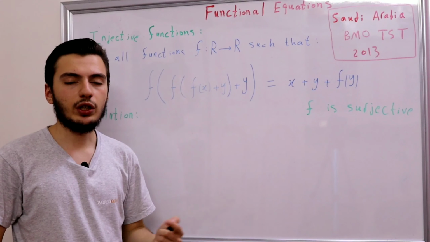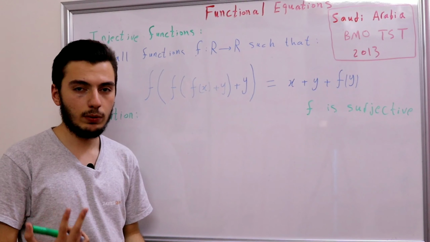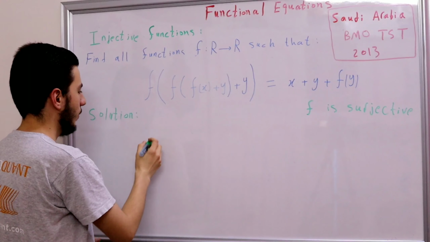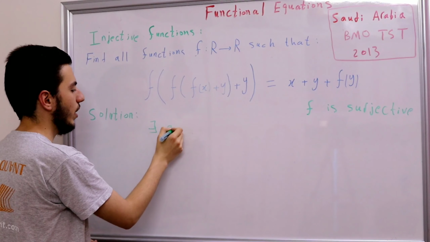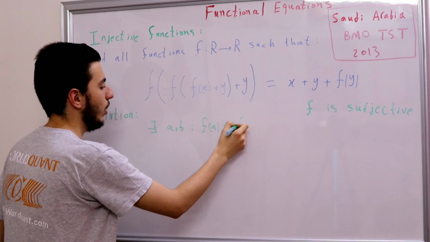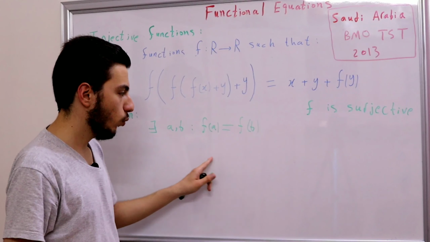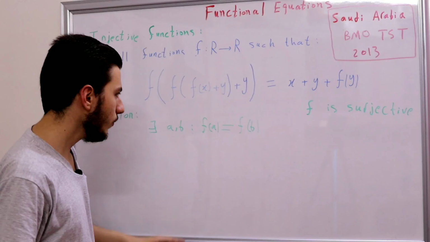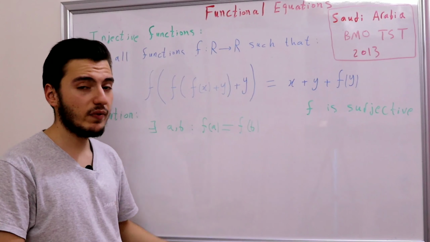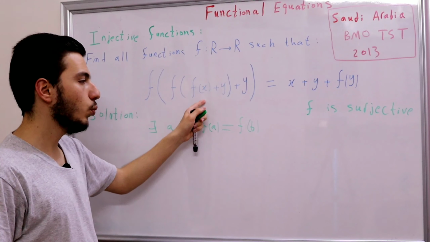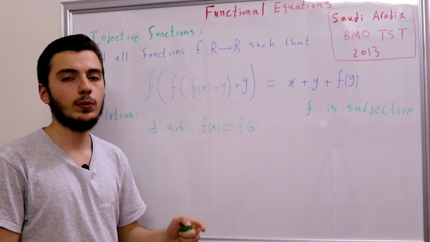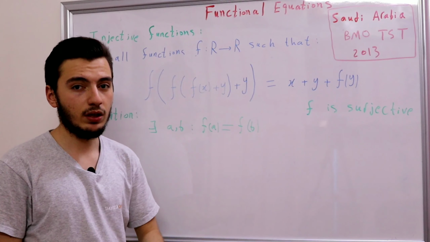So let's assume that we have two numbers a and b. To prove f is injective using x, let's assume that we have a and b such that f of a equals f of b. And we want to prove that a equals b. So how can we use x in order to prove that f is injective? Well, that's very simple. We will substitute x with a, and then we'll substitute x with b, and subtract the two relations to get a equals b.